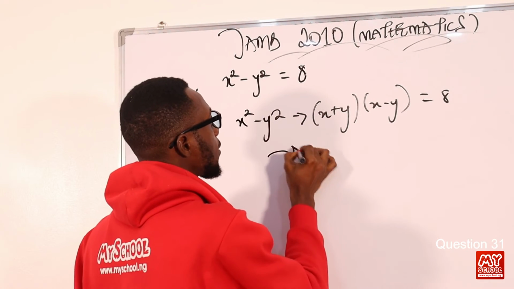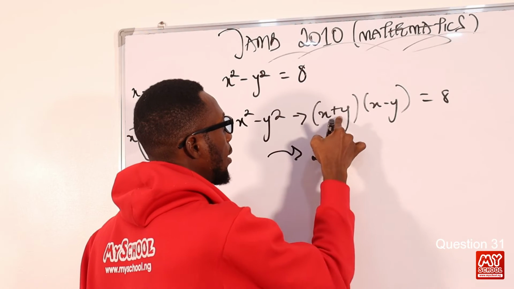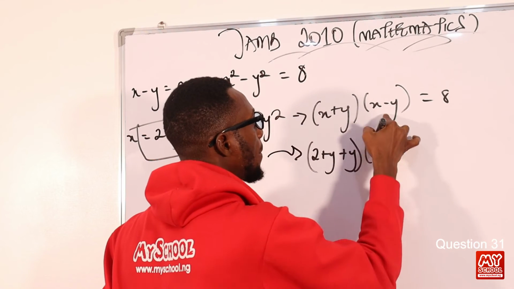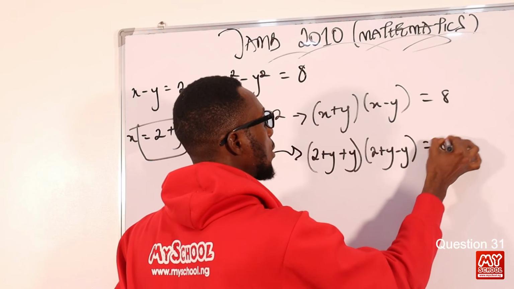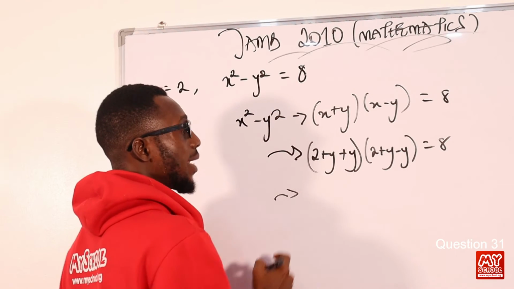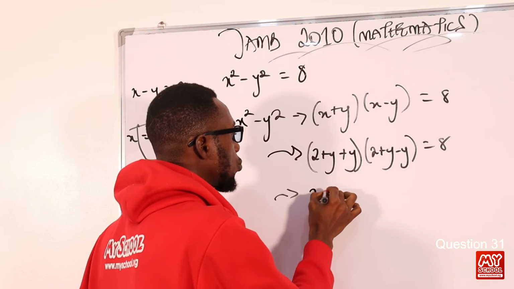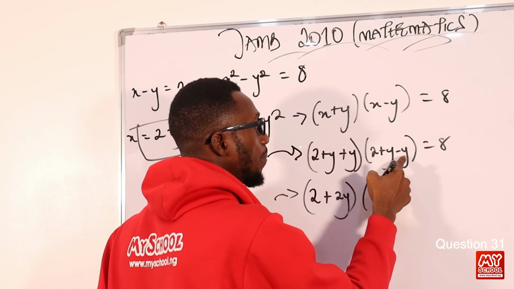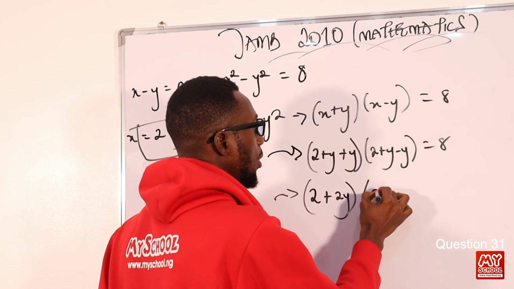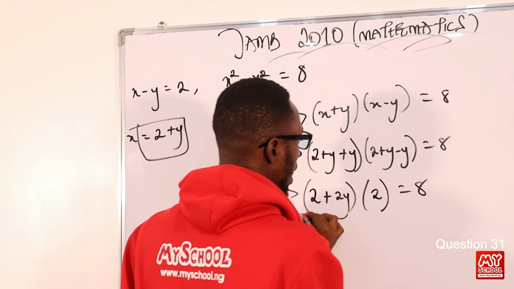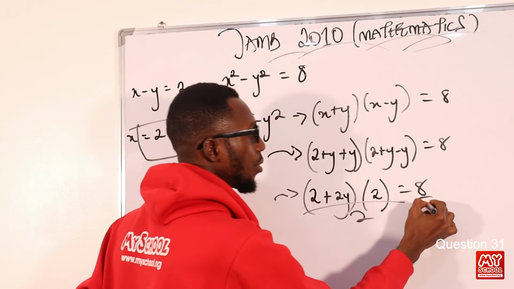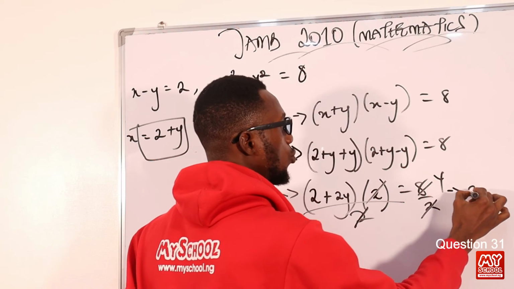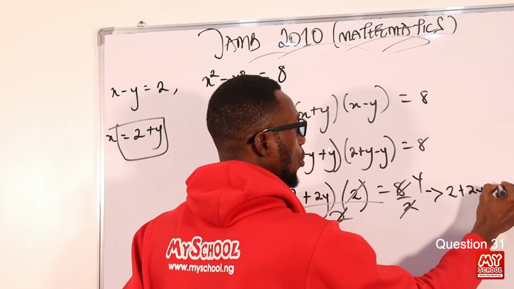So for the first part, I have 2 plus y, then this y. Then I have 2 plus y minus this y, then equals 8. So I have y plus y, that is 2y. So I have 2 plus 2y. Then I have y plus y minus y, that is 0. Then I have 2 equals 8. So I can divide both sides by this 2. So this is gone. This is 4. So that means 2 plus 2y equals 4.